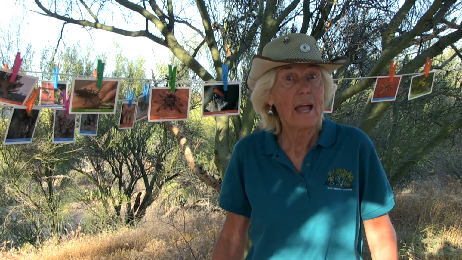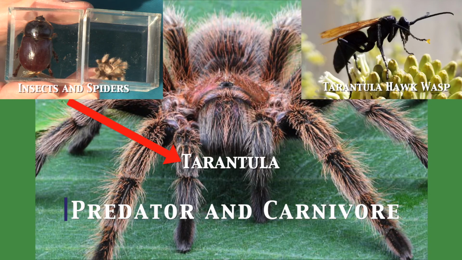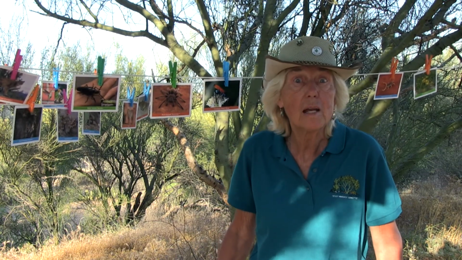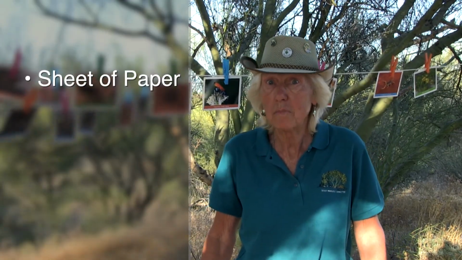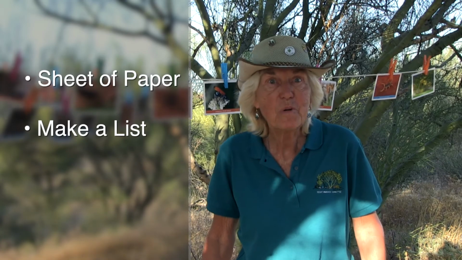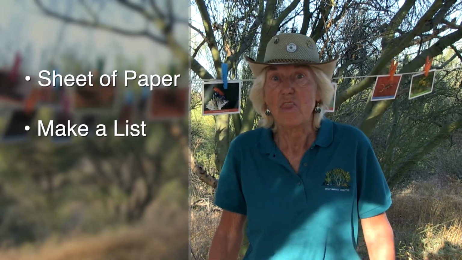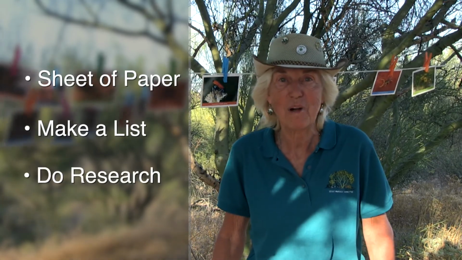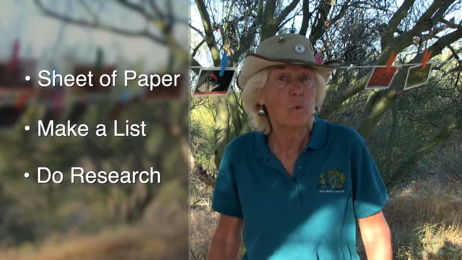So we need to draw an arrow from the tarantula to its predator, the tarantula hawk wasp, and we've completed one food chain. Now we do that with all the animals from the desert. You're going to get a big sheet of paper, you and your teammates, and you're going to list every animal and every plant that you heard about today, and maybe some others that you know about. And then you're going to do some research. Research. Every wildlife biologist does research. They check the animals out. They find out what they eat, what eats them.